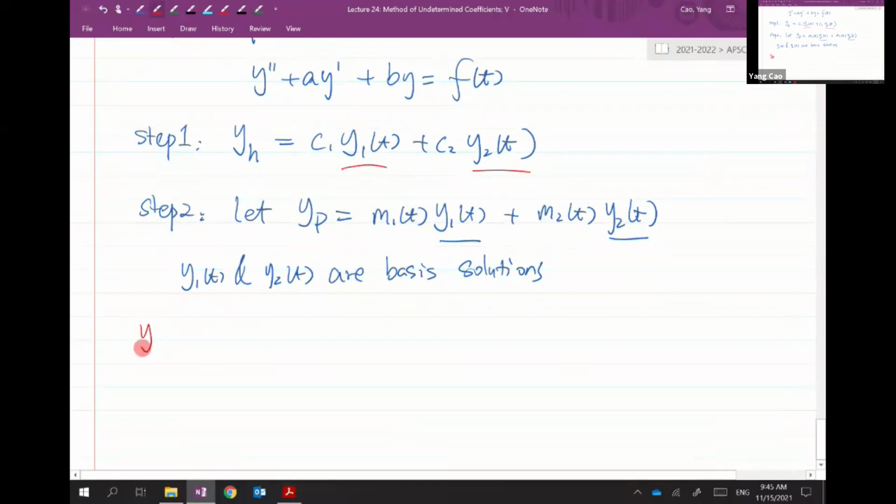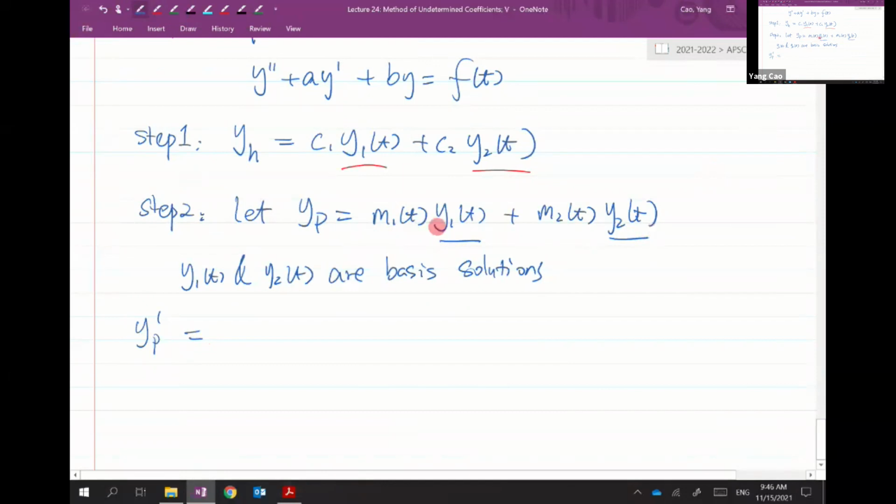Now, no matter what, you're hoping that yp is a solution. So we need to calculate yp prime. We also need to calculate yp double prime. If you substitute back into the second order differential equation, then this should be a solution, satisfying the original equation. So let's calculate the first order derivative of this yp.